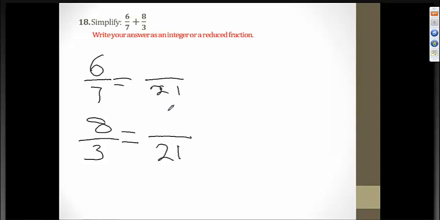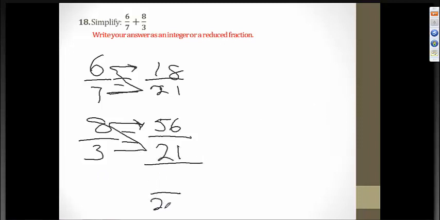All right, again, I told you about it, my backward Z thing. So I say 7 goes into 21 three times. 3 times 6 is 18. 3 goes into 21 seven times. 7 times 8 is 56. All right, once I have like fractions, I'm going to add them. My denominator stays the same, 21, and I'm going to add the numerators. That's going to be 74. Now, 74 over 21 is in simplest form.